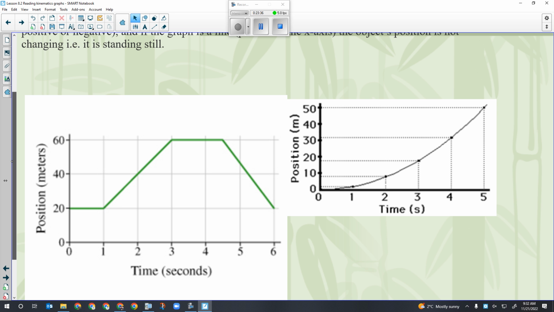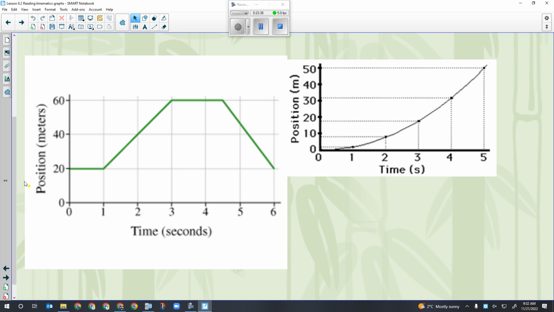So on this first graph here on the left, okay, we have position in meters on the y, okay, and we have time in seconds on the x. Now, what is going on for the first second of this graph? In other words, for this section of the graph, what's going on? Nothing. The object is standing still at a position of 20 meters. Okay? The line is flat. That means there's no change in position for 1 second. Okay? That's good.